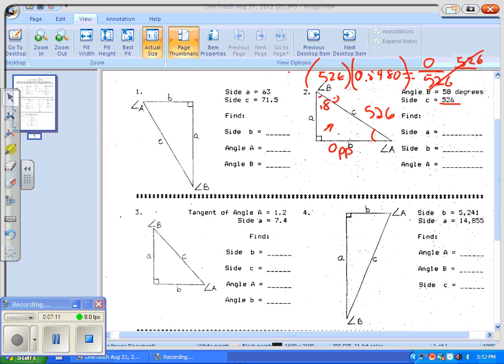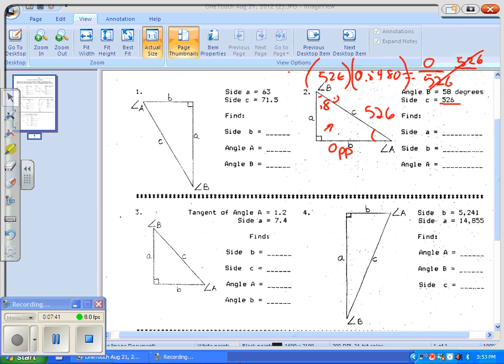Say again. Oh, side A is 278.73. So say again. Side B is 440. That's correct. So wait, how are we going to get there? How are we going to find side B? We're going to take the cosine and multiply that times the hypotenuse, and everything will drop out except the side adjacent, right?